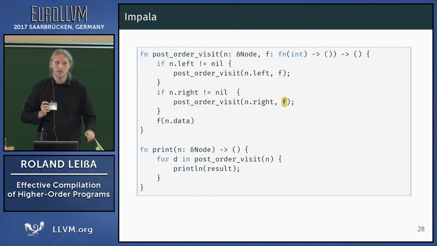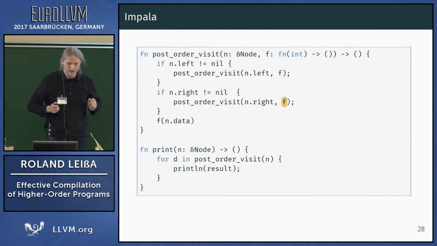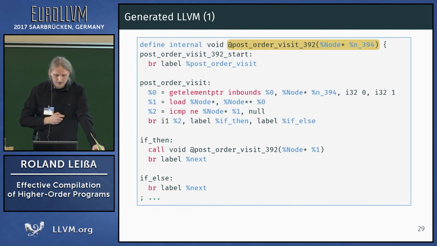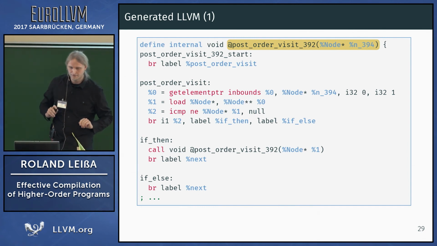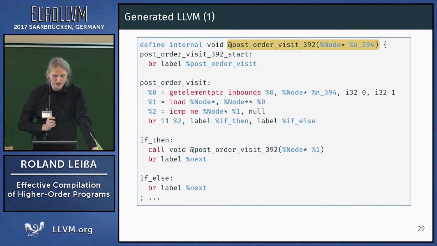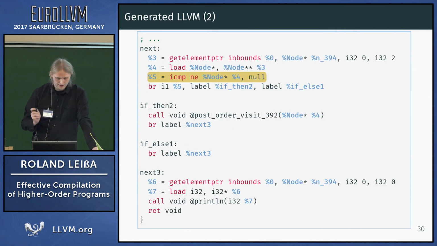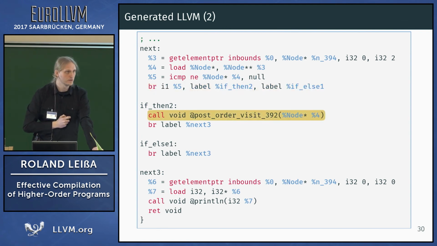So let's have a look how this looks in the compiled LLVM. Here we have the post-order visit. This is after we are completely done with that and generating LLVM. This is the whole program after compiling. So what remains is this function post-order visit, which just receives a pointer to this node data structure. Here we're comparing the left-hand side with null. If it's not null, we recurse to the left-hand child. Here we are doing the same on the right-hand side of the node. And we recurse to the right-hand side.